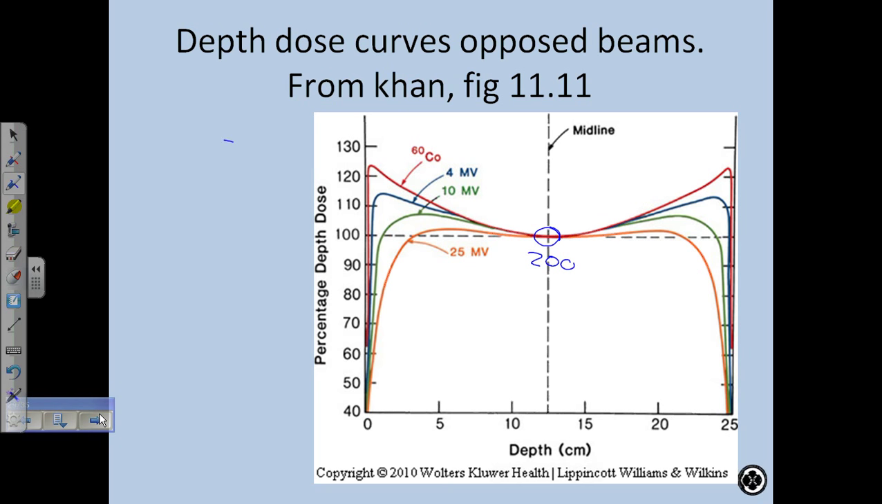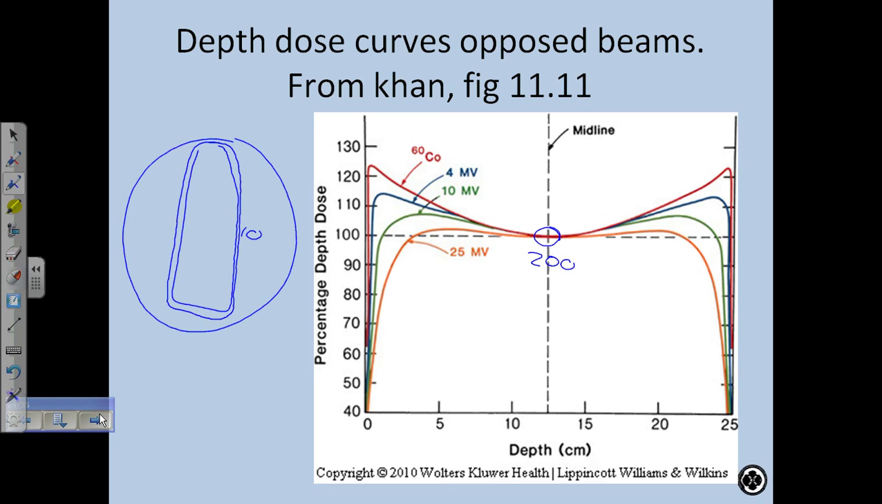So I might ask you guys to draw isodoses for APPA beams on a patient for 25 MV, and they would look like this. Okay, this would be 100, and then the 90 would look very similar. The 90 would be a little bit smaller, so the 90 would be a little bit outside the 100.